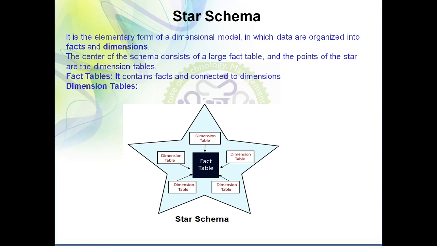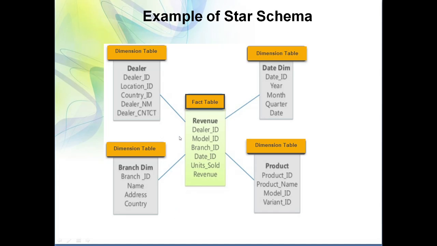Two things are there, one is a fact and second one is a dimension, and the center of the schema consists of a fact table, and the points of the star are going to represent the dimension tables. The fact table contains the fact and it is connected to dimensions, and at the points there will be dimension tables. We'll take a simple example to understand the star schema.